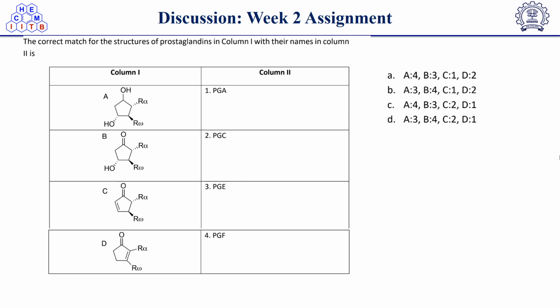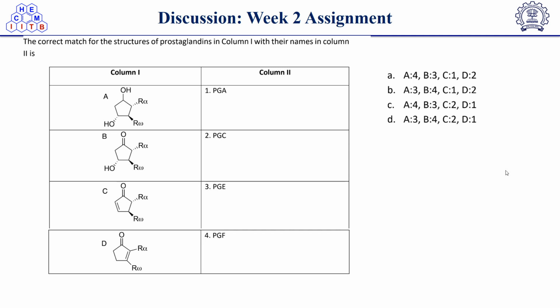So I will recollect that nomenclature for prostaglandins once again. So prostaglandins, we know they are carbocyclic oxygenated C20 molecules. So their classification is based on the nature of functionalities present as well as the number of unsaturations in the two side chains.